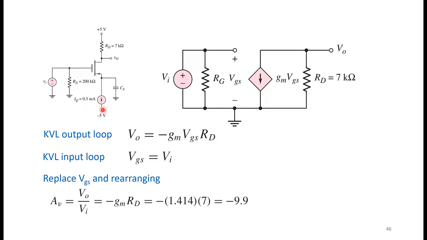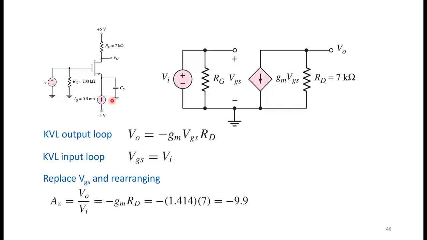negative 5 volts becomes ground, positive 5 volts becomes ground, and the 0.5 milliamp source is shorted by CS. So what you're left with is RG, which is the resistance from gate to ground. VN is also gate to ground. And then you have RD from drain to signal ground. And the source has nothing actually connected; it is connected directly to the signal ground.